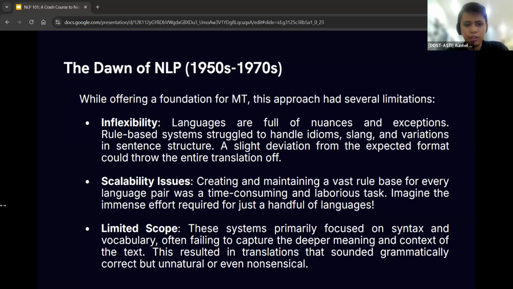Then of course, limited scope. These systems primarily focus on syntax and vocabulary, so they often fail in capturing the deeper meaning and context. They could capture some context, perhaps, but not at a very deep level. So the translations that we had back in the day sounded grammatically correct, but sometimes they don't make sense. Okay.